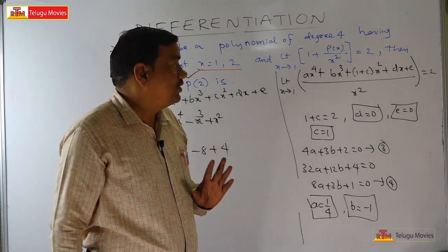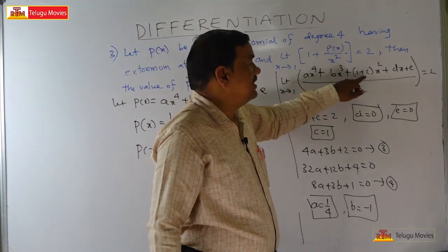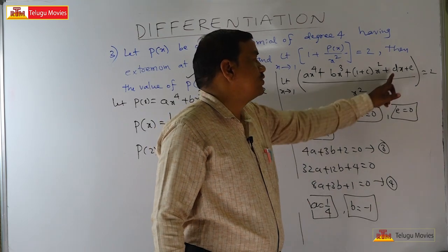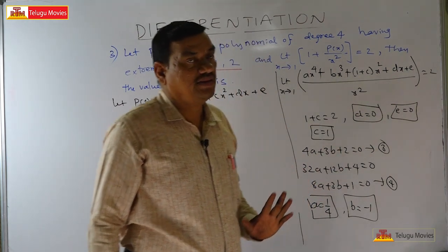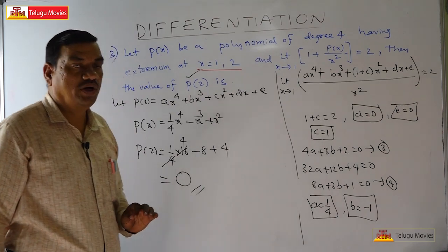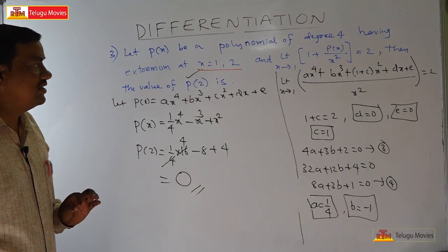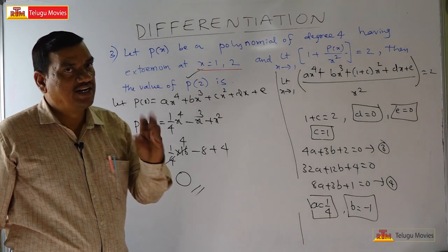Limit has a finite value 2. That's why here 1 plus c value should be equal to 2, and there should not be d and there should not be e. Then only you will get a finite value 2. Okay? So I hope that you understand this solution. So let us go for next problem.